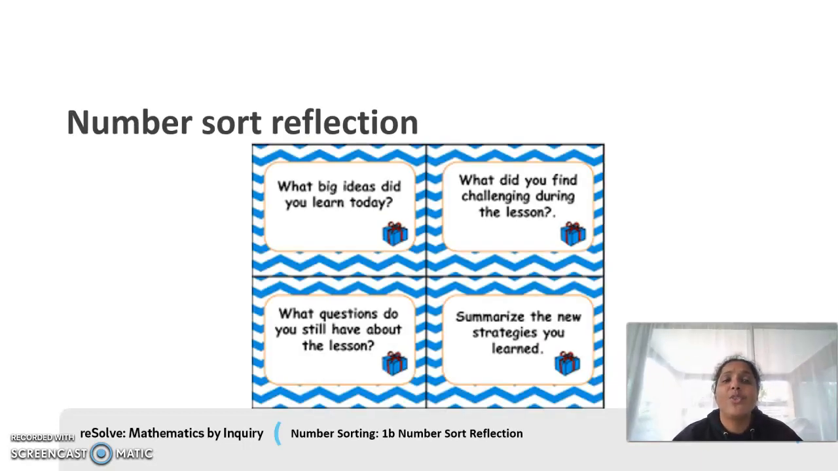Lastly, number sort reflection. What big ideas did you learn today? What questions do you still have about the lesson? What did you find challenging during the lesson? Summarize the new strategies you have learned.